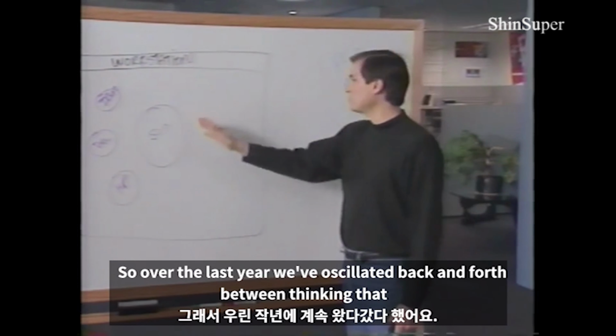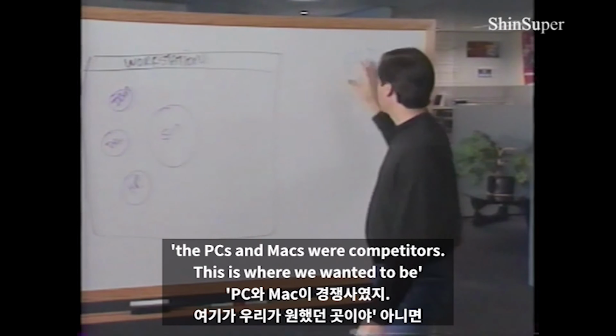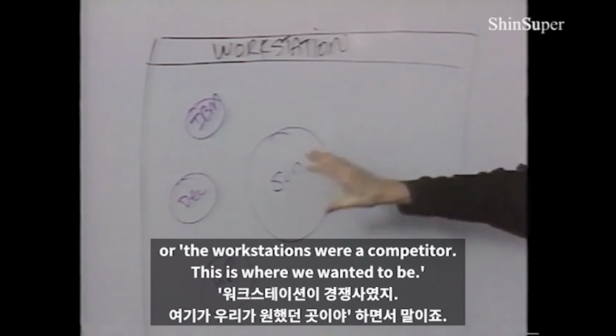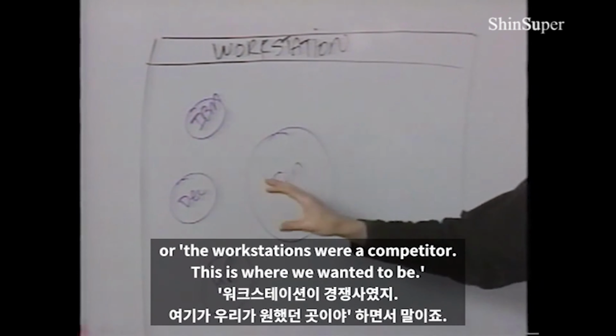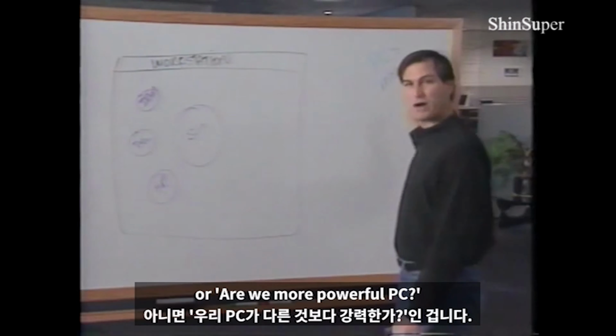So over the last year, we've oscillated back and forth between thinking that the PCs and the Macs were our competitors, and this is where we want it to be, or the workstations were our competitors, and this is where we want it to be. In essence, are we an easier to use workstation, or are we a more powerful PC?